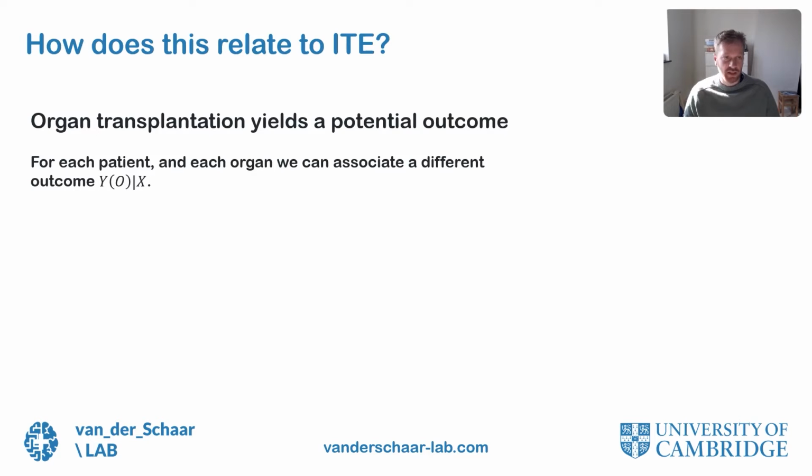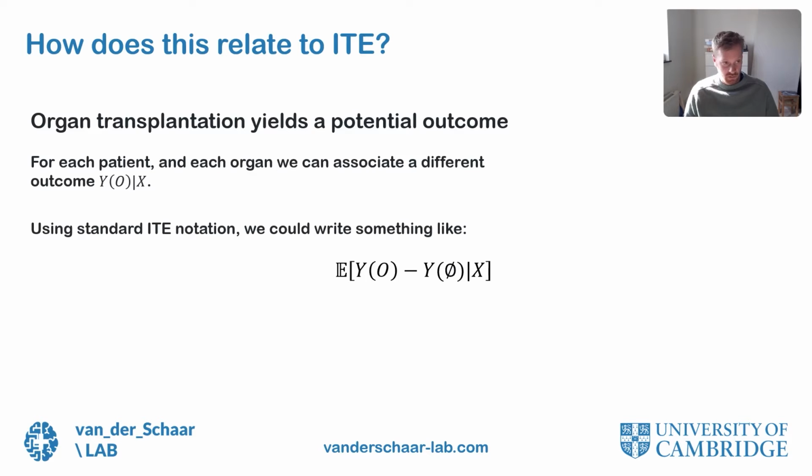So how does this relate at all to individual treatment effects? We can consider an organ transplantation to yield a potential outcome, indicated by the amount of life years the patient has gained. So for each patient and each organ, we associate a different outcome, that is Y(O), which indicates potential outcome, given X, the patient.